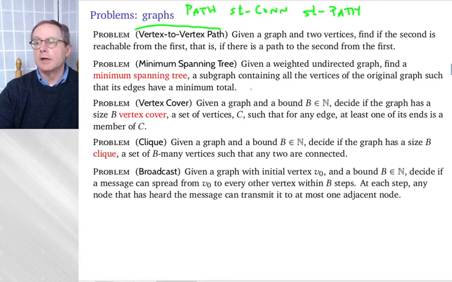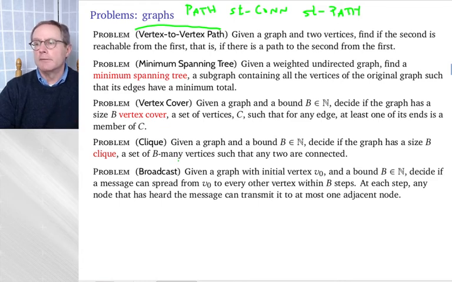Vertex cover. You're given a graph and a bound B. Decide if the graph has a size B vertex cover. There's a set of vertices C such that for any edge, at least one of its ends is a member of C. So you're putting down a penny on enough vertices that every edge touches at least one penny. Can you cover the vertices in a minimal way, with the minimum number of pennies, so that every edge touches at least one penny?